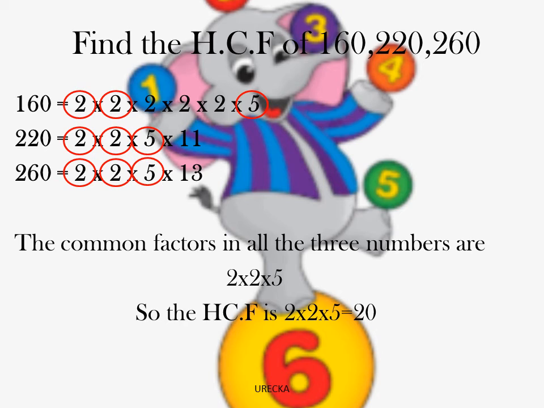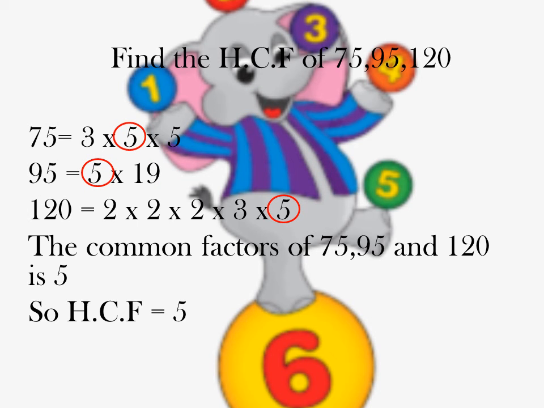So let's take one more example, 160, 220 and 260. If we break down the numbers into the respective prime factors, we see that the common factors in all the numbers are 2 times 2 times 5. So the HCF of the given numbers 160, 220 and 260 is 2 times 2 times 5, which is equal to 20. One more example of 75, 95 and 120.